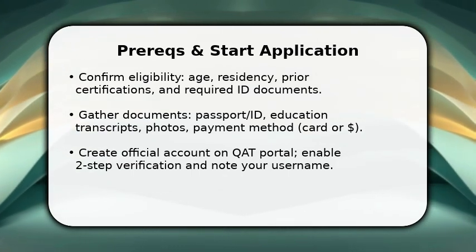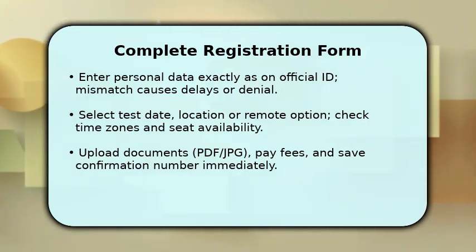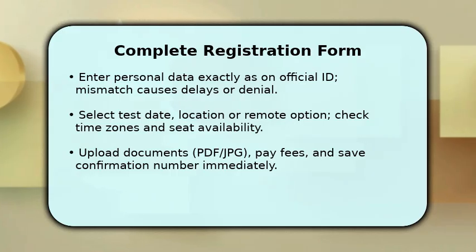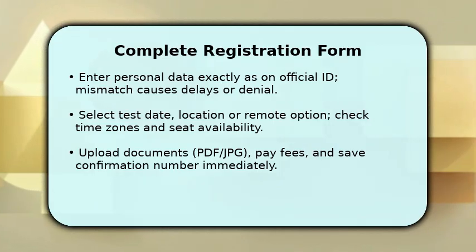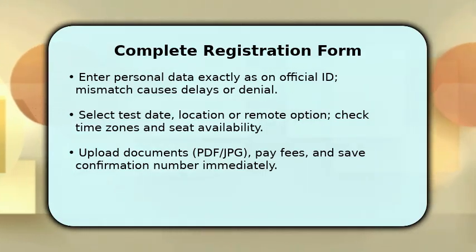You will now fill the registration form carefully. Type your name, birth date, and ID details exactly as shown on documents because discrepancies trigger verification. Next, select your test date and choose either a center or remote proctoring. Check time zones and seat capacity before committing. Upload required files in the accepted formats and complete payment. Once the transaction clears, save the confirmation number and email receipt. These detailed actions finalize your booking and start the verification timeline.